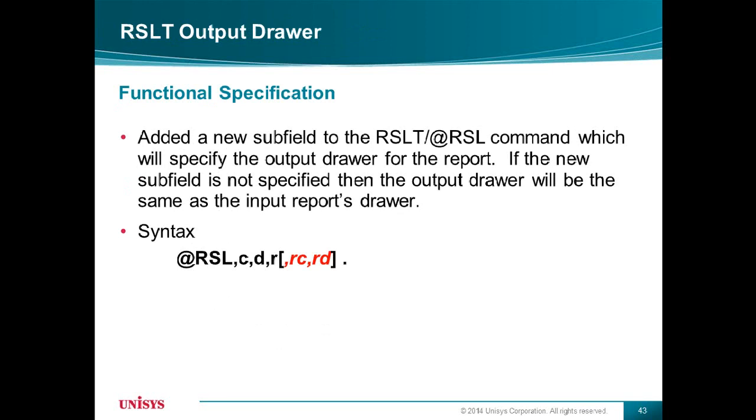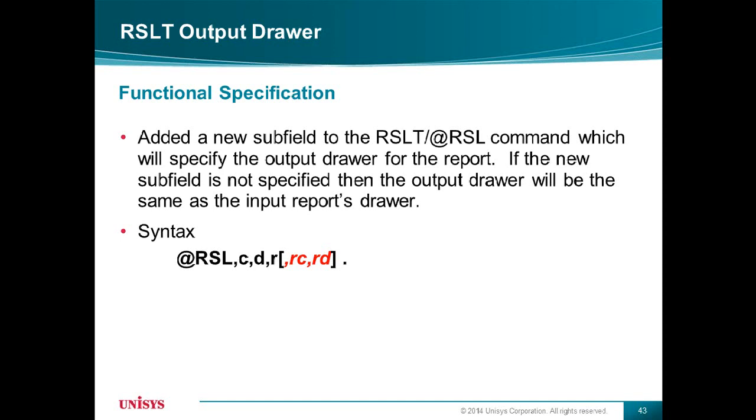The RSLT result, the manual command, and the RSL command are enhanced to specify the output drawer for the report. We have added new subfields called RC and RD. The RC stands for the output cabinet, and the RD stands for the output drawer. If the RC and RD are not specified, then the output would be generated based on the input cabinet and drawer information, as it works today.